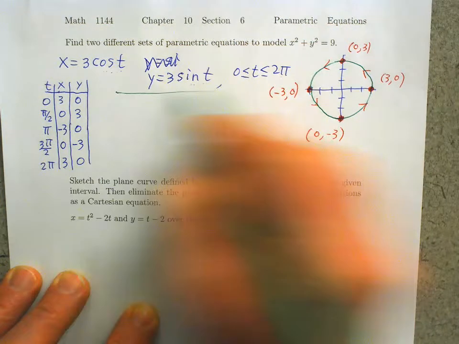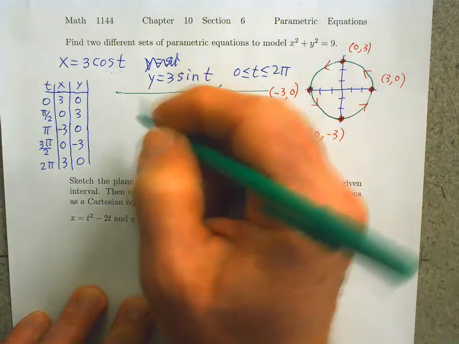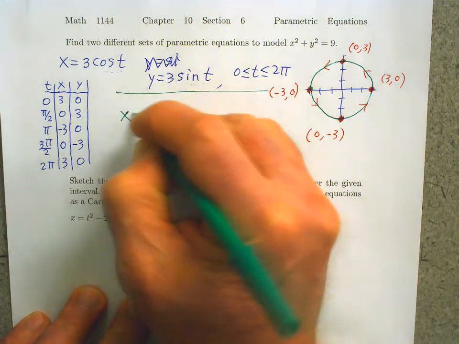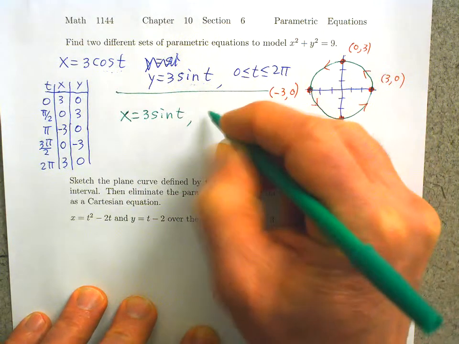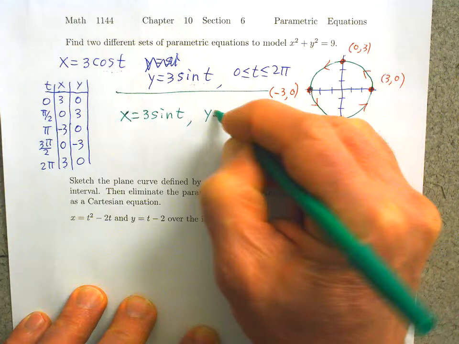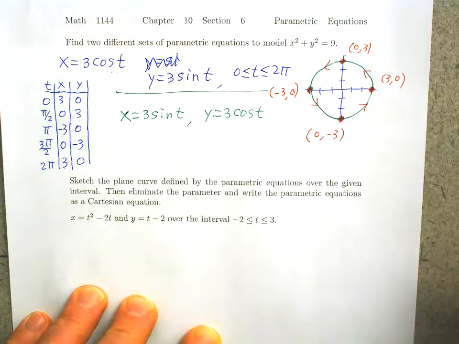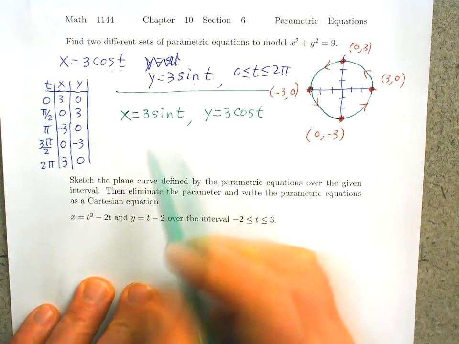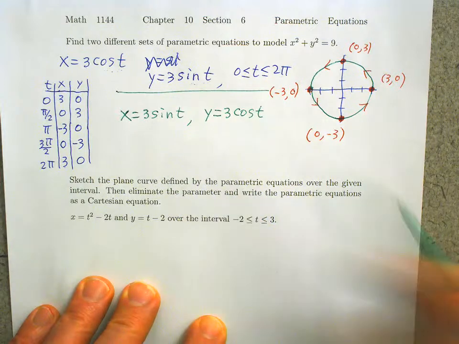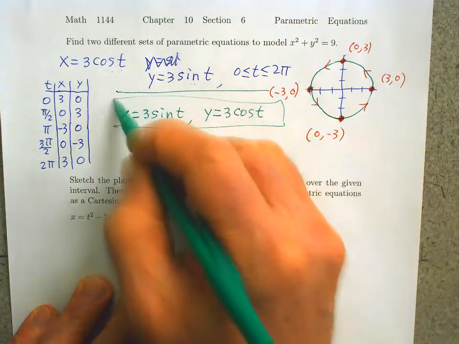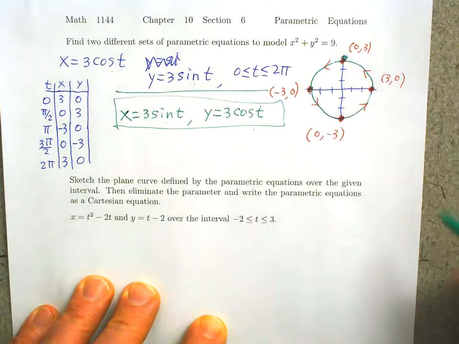Okay, a second set. Well, we could just pick x to be 3 times sine of t, and y we could pick to be 3 times cosine of t. So if we do this one, when t is 0, the x-coordinate is 0. So on this one, the starting point is at 0, 3.